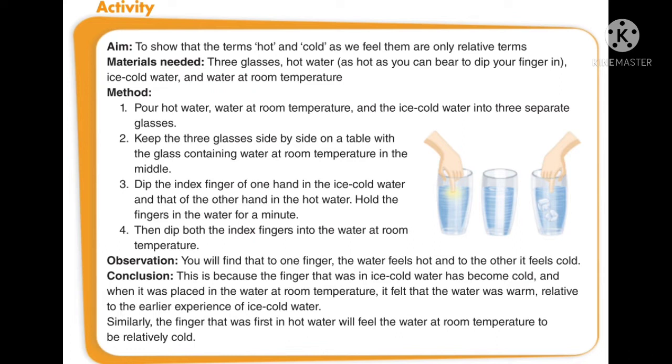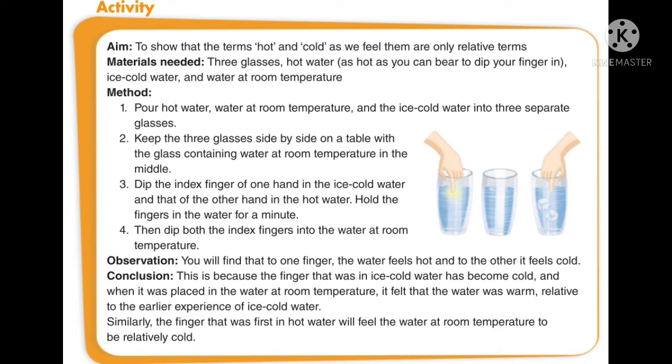Next we have learnt one activity, that is one of the book back questions. 4th Roman letter, first question, that fully want to write, is it? So what's the question? Describe a simple experiment which can demonstrate that the terms hot and cold, as we feel them, are only relative. So what is the aim? To show that the terms hot and cold, as we feel them, are only relative terms. Materials we need, what and all? 3 glasses, hot water, then ice cold water, then water at room temperature.